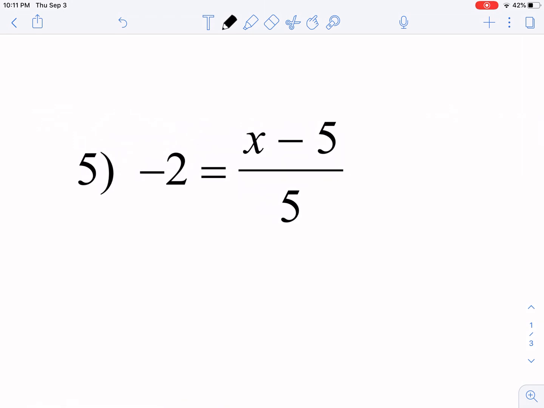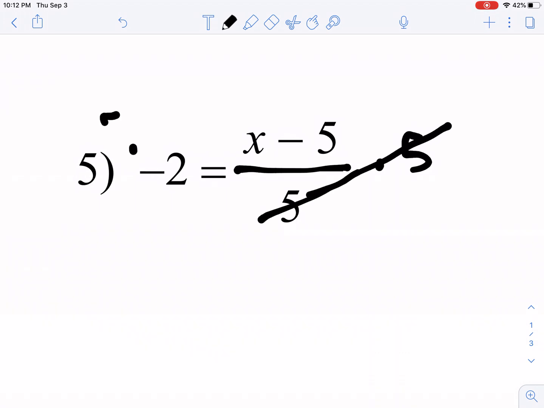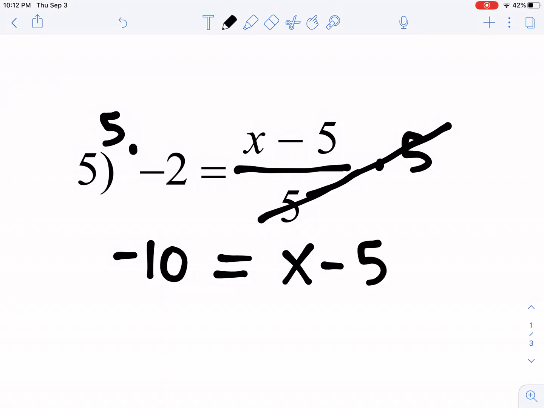Okay, number 5, I'm dealing with a fraction. Well, when we're dealing with a fraction, the best thing that we want to do is get rid of the fraction, right? Make it a lot simpler, make it a lot easier. So if I want to get rid of this fraction, this division by 5, what is the opposite of dividing by 5? Multiplying by 5, right? The opposite of dividing by 5 is multiplying by 5. That would be the inverse. But if I multiply by 5 to one side, I have to do it to the other side. Multiplication property of equality. So 5 times a negative 2 is negative 10. My inverses cancel out, and I'm left with x minus 5.